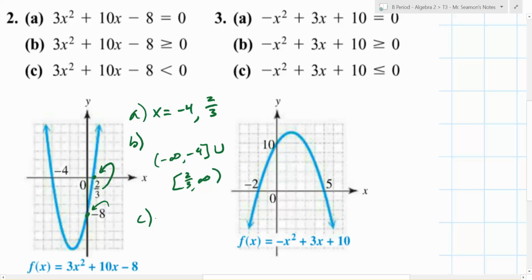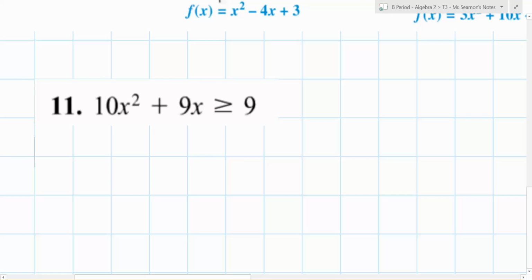What about C here? Where's it less than 0? At -4 to 2/3. And is it closed or open brackets? Open because it's strictly less than. So these make sense now? They're just trying to hammer the visual way of doing this. So if you have an accurate graph, do you need to factor? Do you need to use the quadratic equation? Do you need to do anything like that? No.